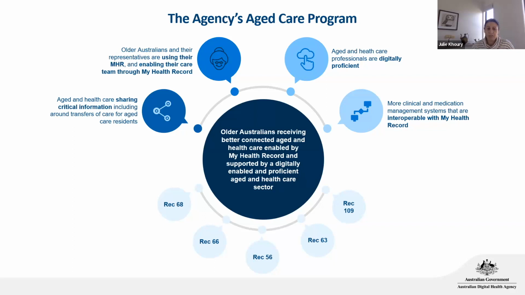The whole objective of the program is to enable older Australians to receive better connected aged care and healthcare, primarily through the use of My Health Record, and of course through enabling a digitally proficient workforce and healthcare sector. So we've been in progress now for almost a couple of years. We've got one more year to go. Our program is due to end in June 2024. And we have 4 key projects underneath the program.